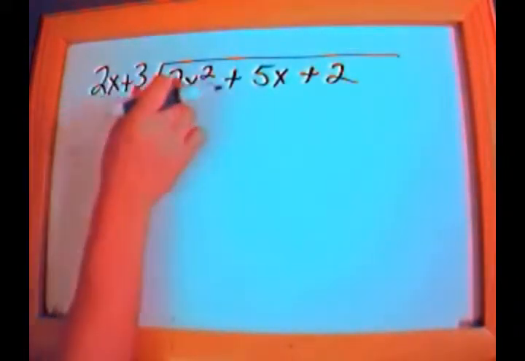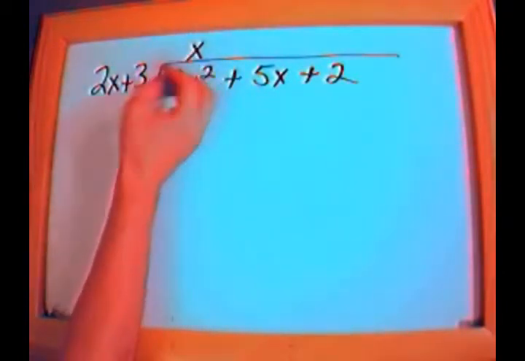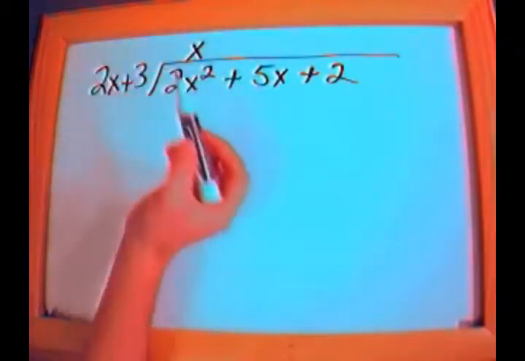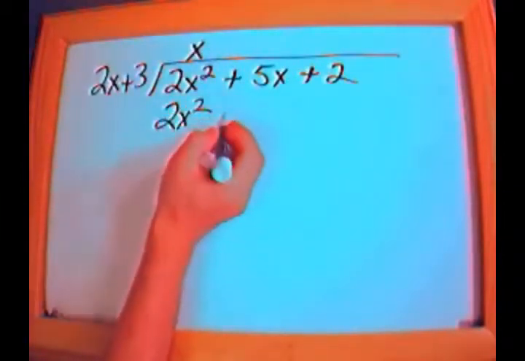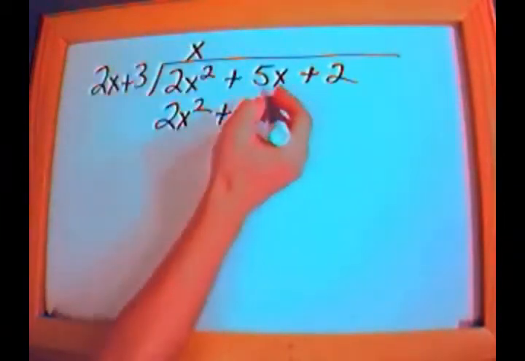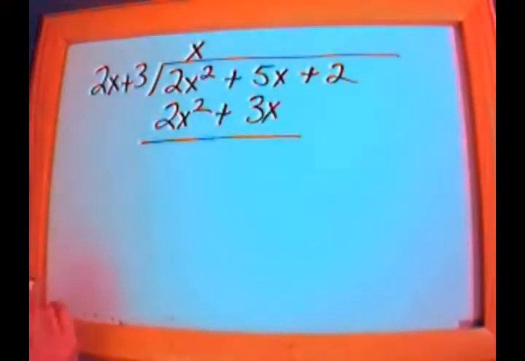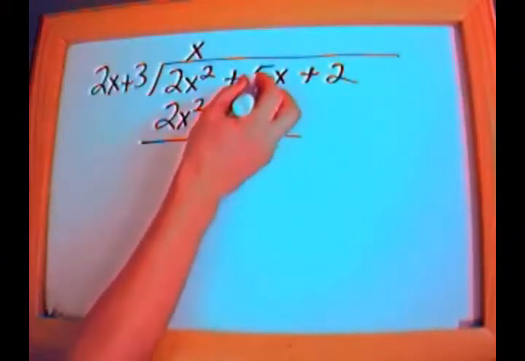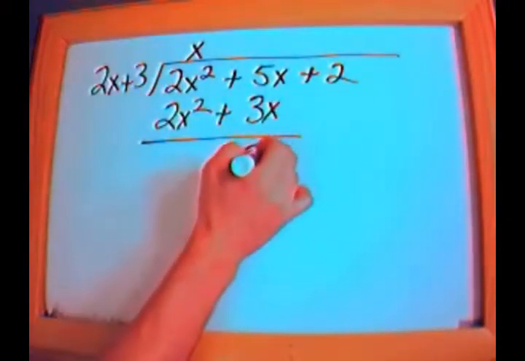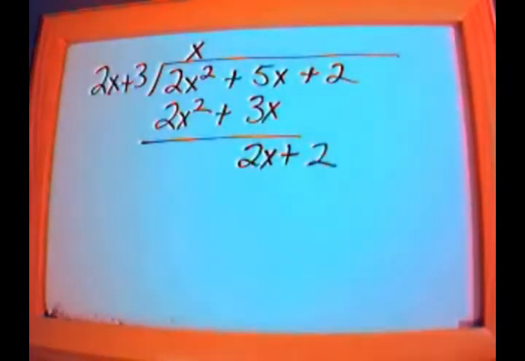First thing I do, 2x goes into 2x squared. Well, it only goes x times. Why? Because 2 times 1 is 2, and x times x is x squared. So let's do that multiplication. I've got 2x squared, and then 3 times x is 3x. Okay? And then I subtract: 2x squared minus 2x squared gives me 0. 5x minus 3x gives me 2x. And then I simply carry down my last term just like before.